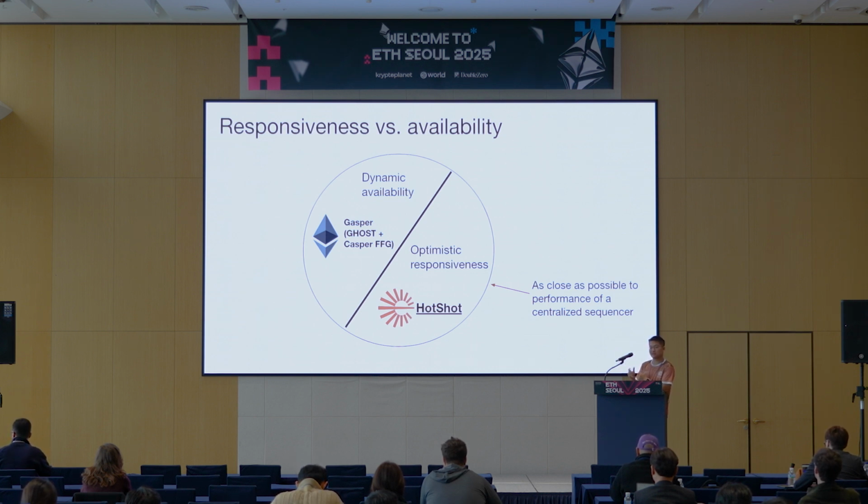However, the trade-off is that finalization takes quite some time, right? It takes 15 minutes on average. On the other side, what we have built with Espresso is called Hotshot. It's a consensus protocol that has this other property called optimistic responsiveness. What this means in good conditions is that you can get complete finality within 5 seconds. And it's as close as possible to the performance of a centralized sequencer that many rollups use today, but it still has the security of a large set of nodes.